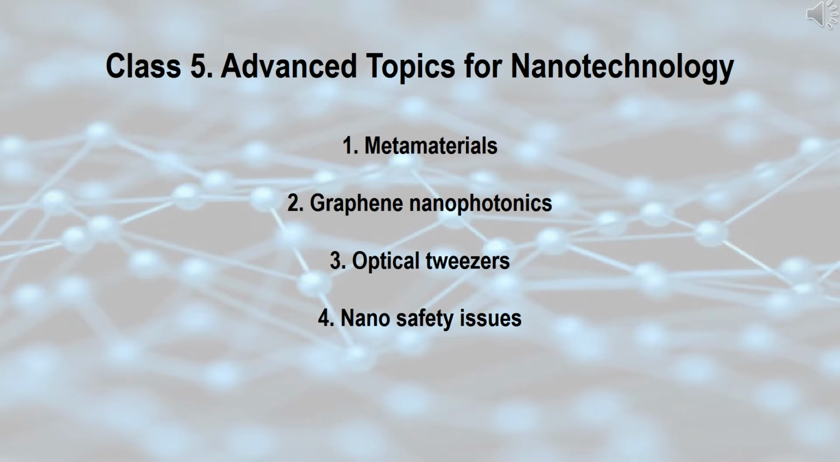In this part, you will learn about how artificial structures can behave in a very strange manner. Second, I will talk about graphene nanophotonics including graphene nanoplasmonics. In this part, you will learn about why graphene is an important material for future nanophotonics.